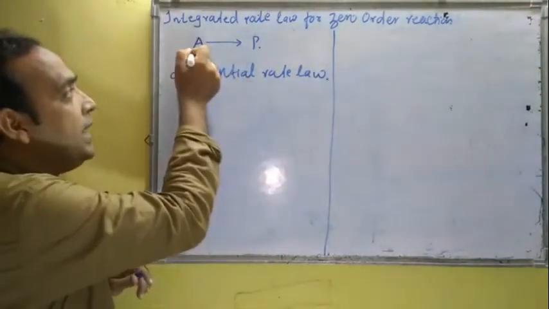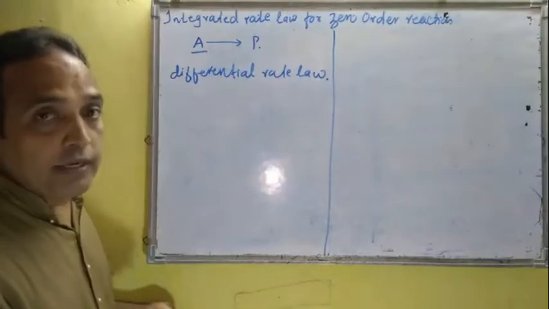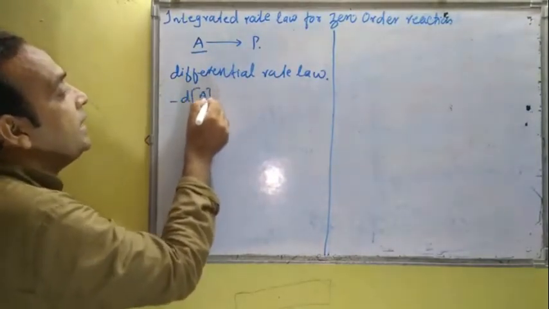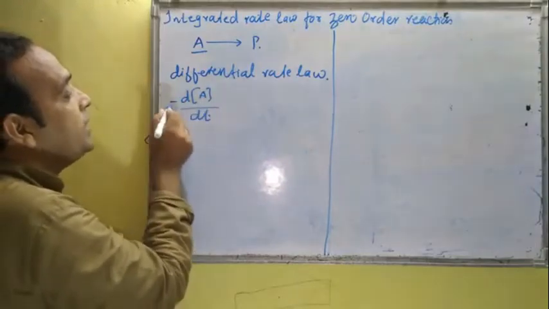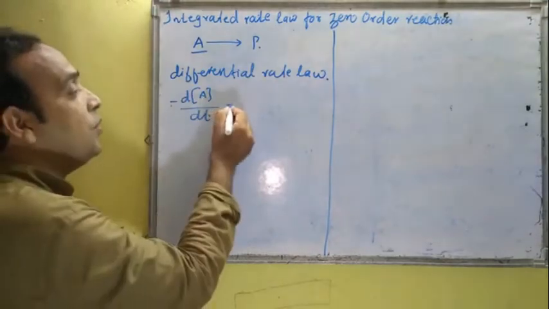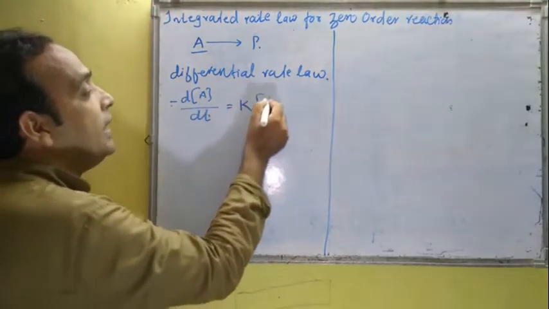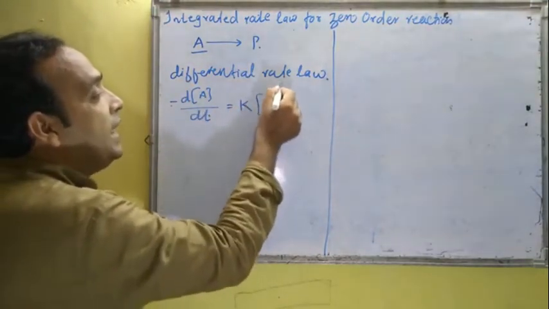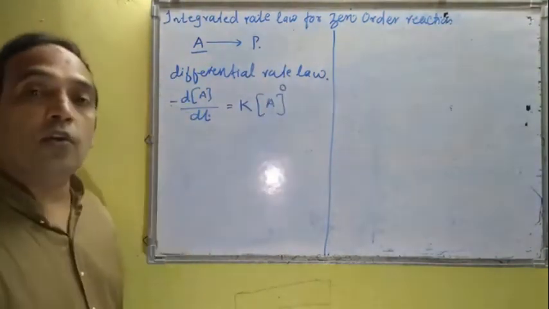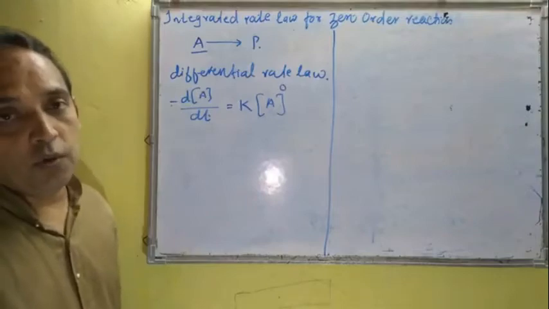Now suppose A is the concentration. How to write instantaneous rate? मैं कैसे लिखूंगा instantaneous rate? Minus dA by dt. Okay, and why is it minus? Because the concentration of reactant will decrease, is equal to, according to rate law, K into concentration of A raised to the power 0. Now this is the differential rate law equation for zero order reaction.